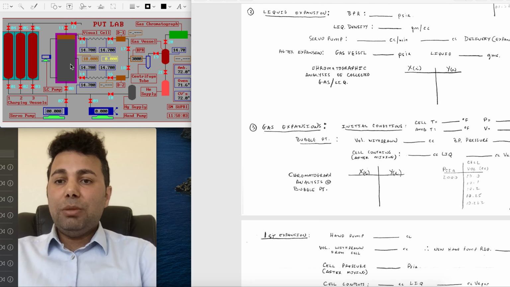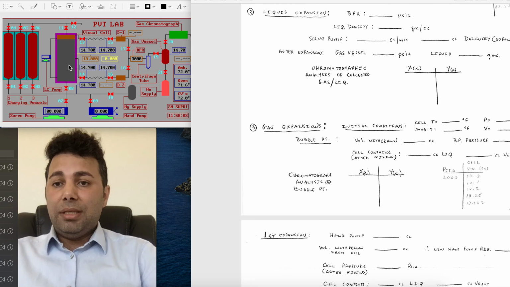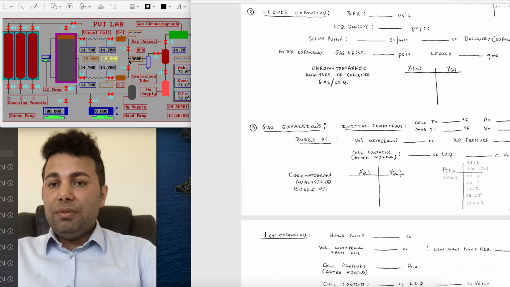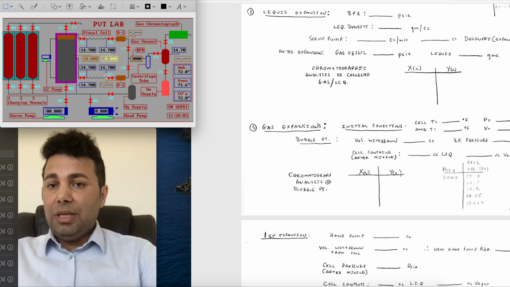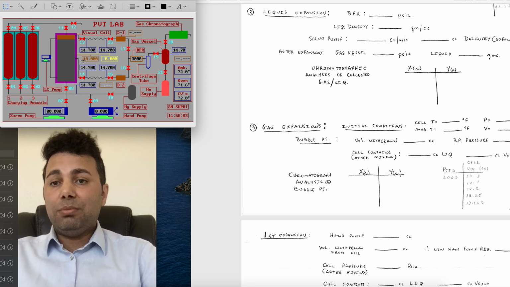If I want to keep the pressure equal to, let's say, 3000 psi, then I set the back pressure regulator to 3000. What that means is that all the way from the left side of this valve to the cell, the pressure will stay at 3000. If for any reason the pressure in the cell goes above 3000, this valve opens up and releases the excess pressure. So it still keeps the 3000 psi here.